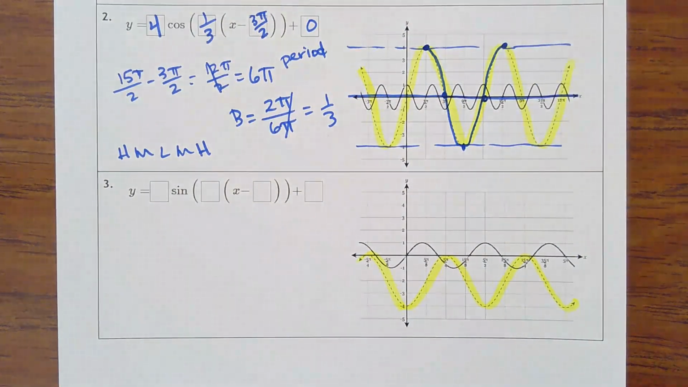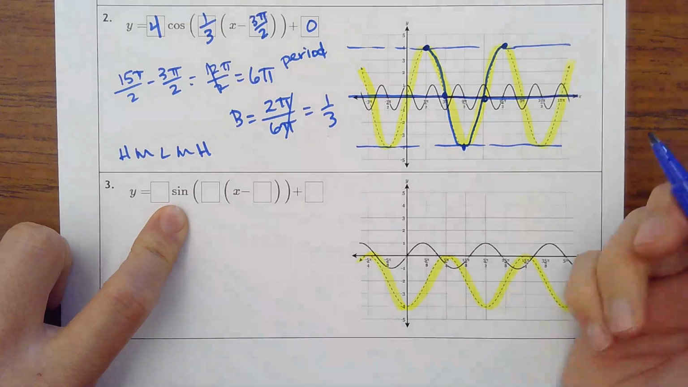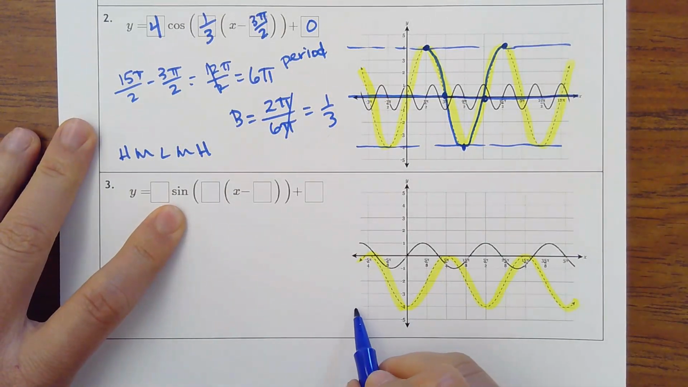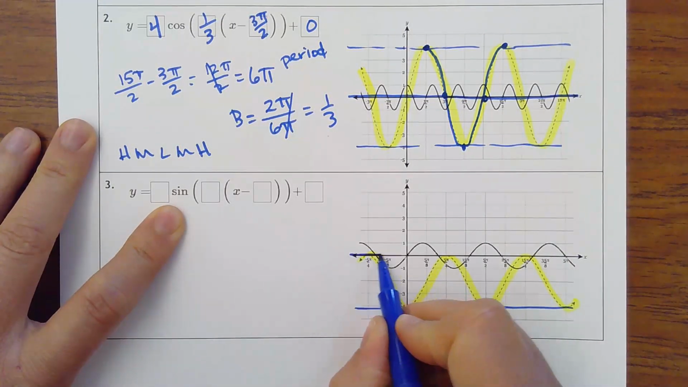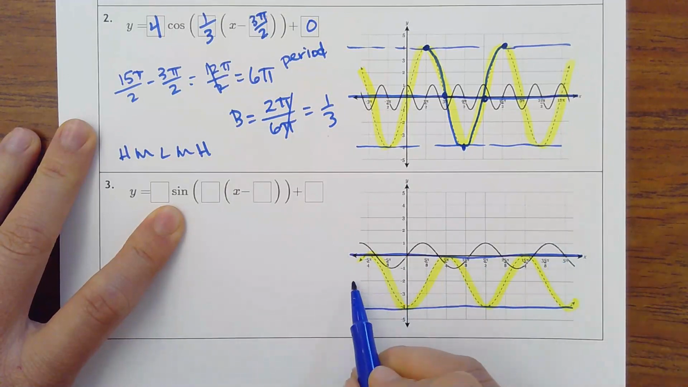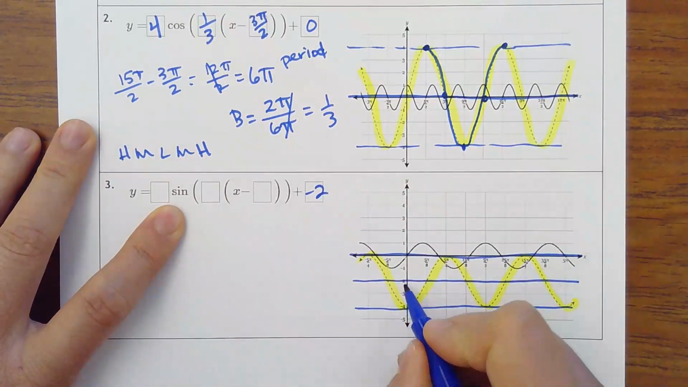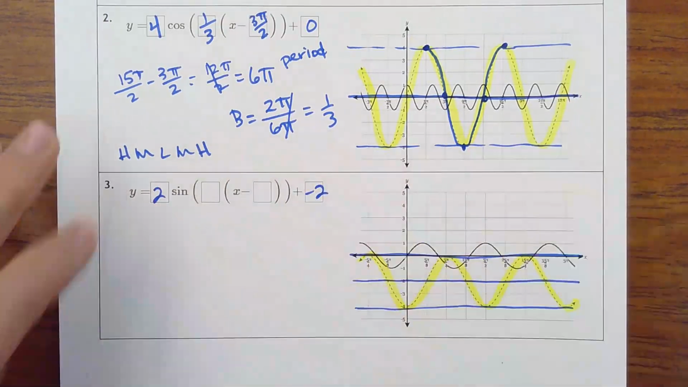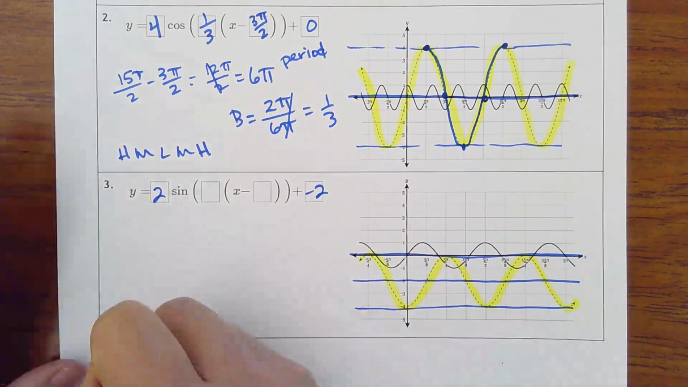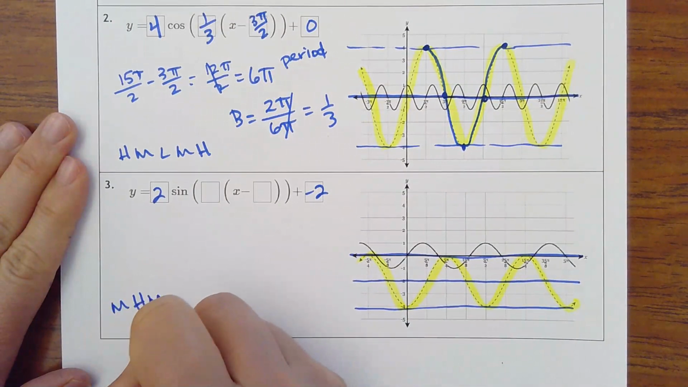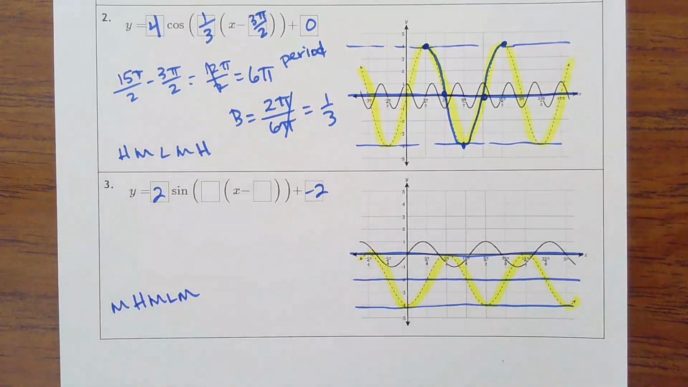Okay, and our last one goes back to having a sine graph. So we want to find midline, which would be here at -2. So we want to go down 2. We want our amplitude to be 2, and we want to find that pattern starting middle, high, middle, low, middle. No negatives in this lesson.